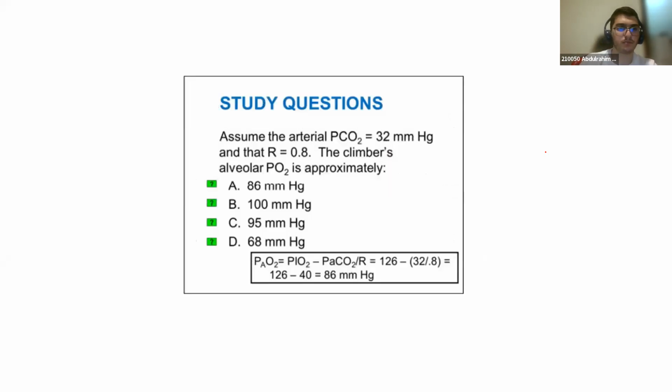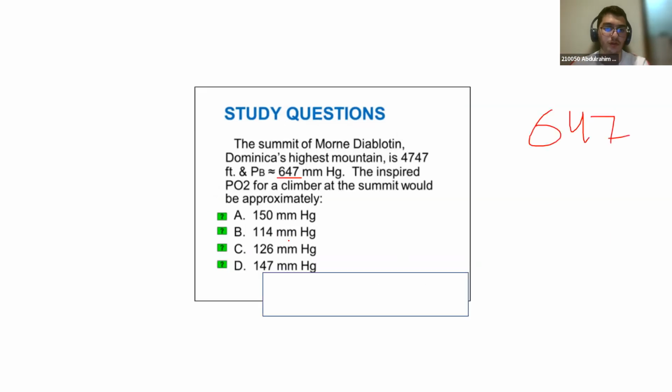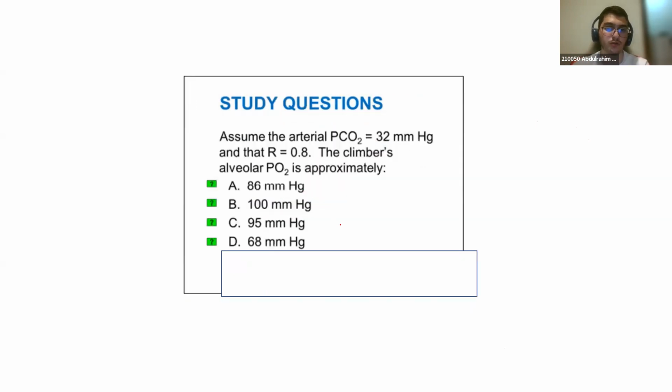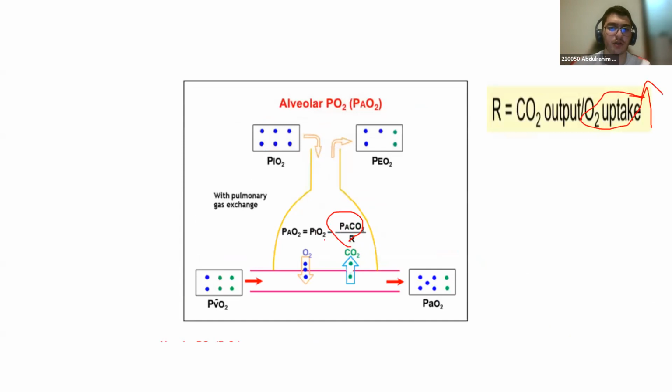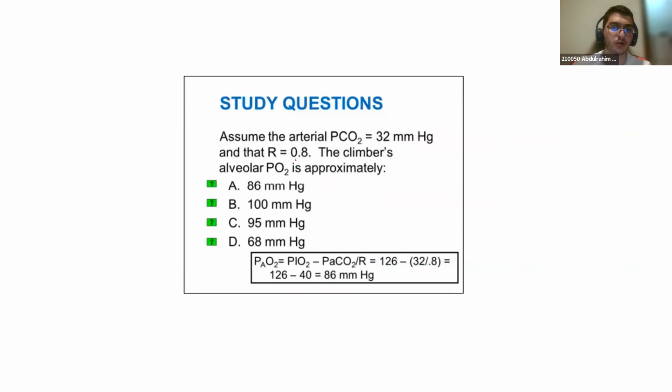Can you repeat the last question? So, this is the last question. In the question before, we calculated the PiO2, which is the amount of oxygen that you are inspiring, which is 126. So here, what did we do? We used this equation: the amount you have inspired, 126, minus the pressure of CO2, which was given, and the R. Here, the pressure of CO2 is 32. They divided 32 over R, then they subtracted it from 126. Did you get it? Or do you want me to write it?